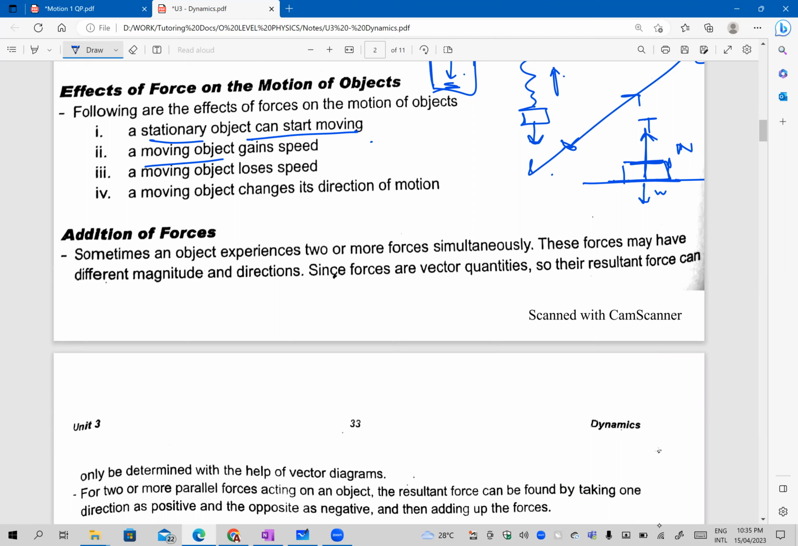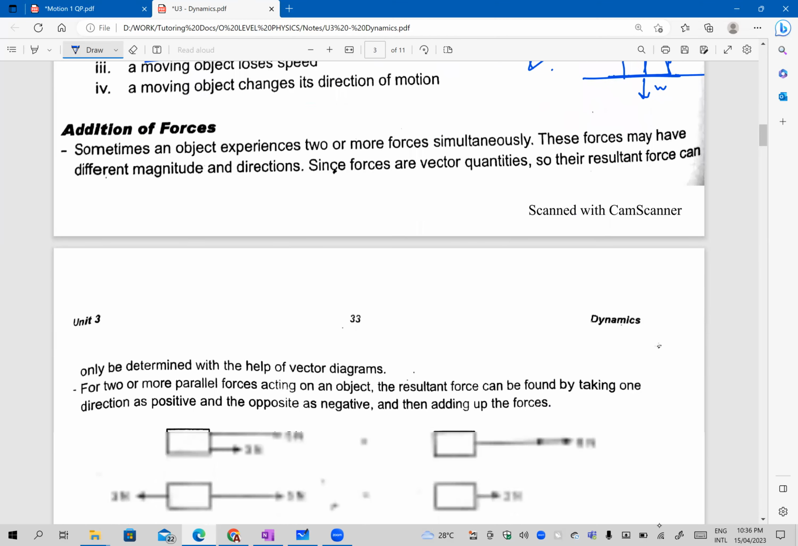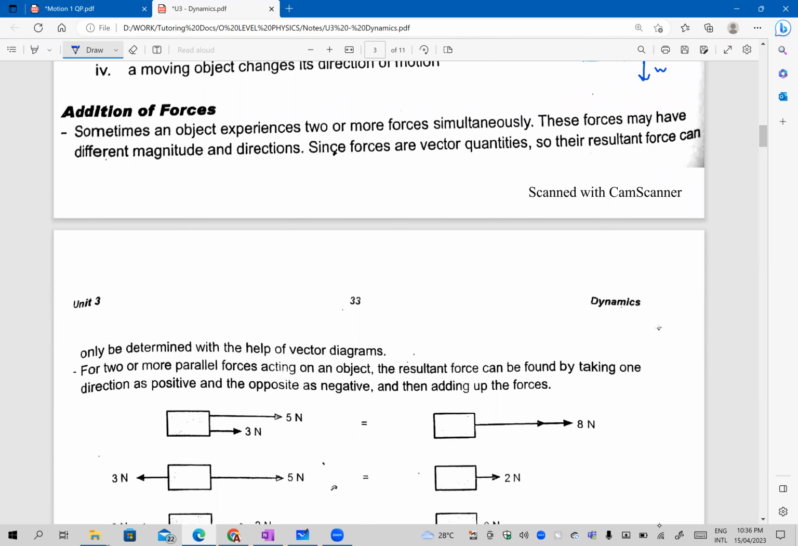They can cause the objects to slow down, losing speed, and they can cause the objects to change their direction. So this is all the effects. And now to understand these effects in a better way, it's important to also understand the representation of different forces.